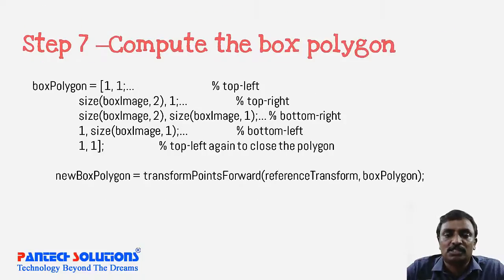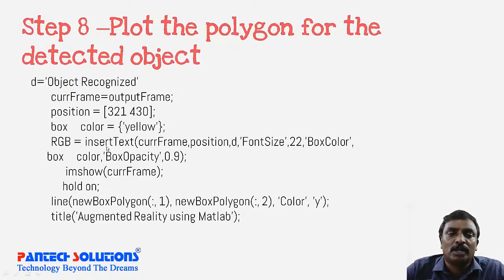This is just to draw a line of the box, draw a polygon. First, for that you have to evaluate the box polygon based on the size of the ID card. Box image is nothing but the size of the ID card. First evaluate the box polygon, and based on the reference transform, you have to estimate the new polygon coordinates. Then you have to insert text.